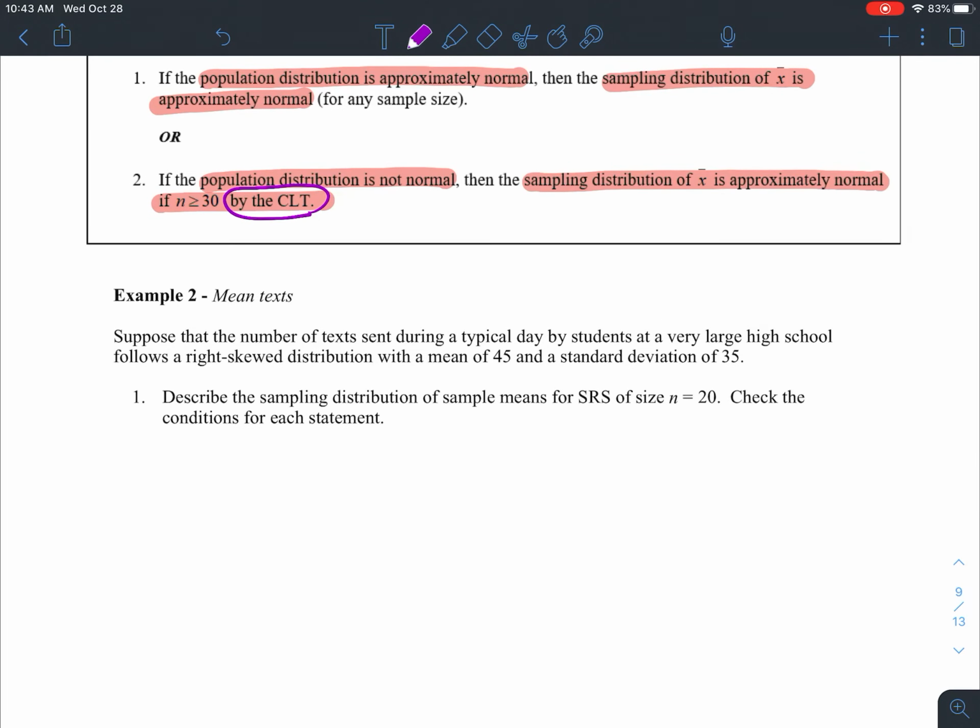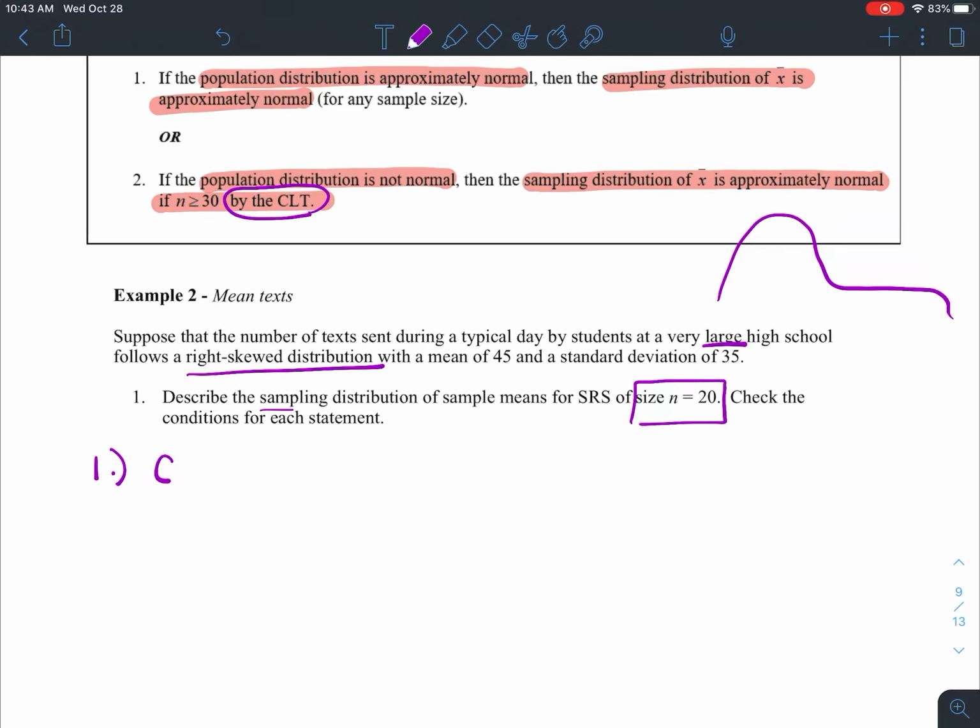So suppose that the number of texts sent during a typical day by students at a very large high school follows a right skewed distribution. So we know the population shape is right skewed. It's not normal. Okay. The mean is 45, the standard deviation is 35 texts. It's asking us to describe the sampling distribution of sample means for simple random samples of size 20. And it mentions to check the conditions for each statement.